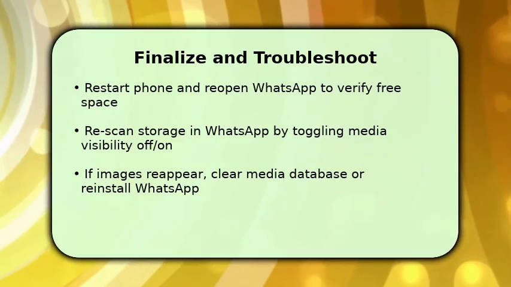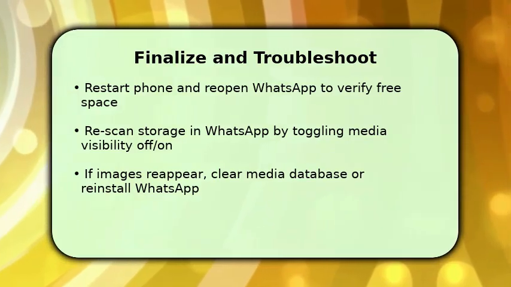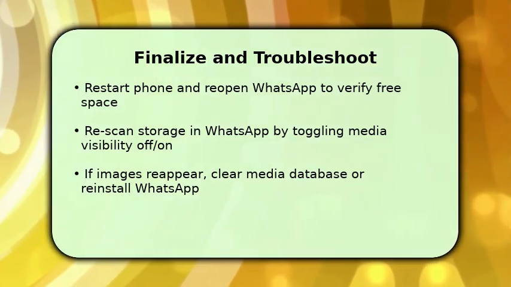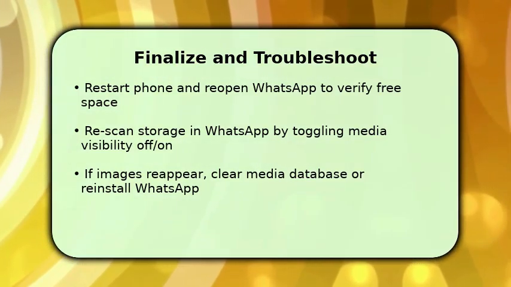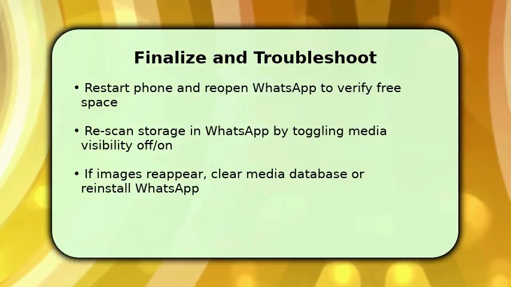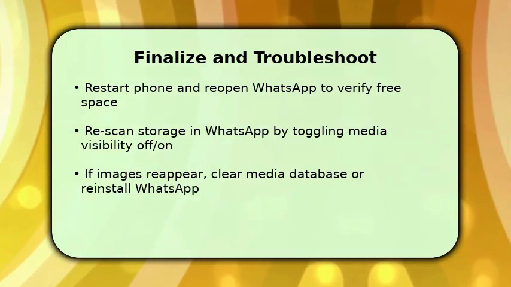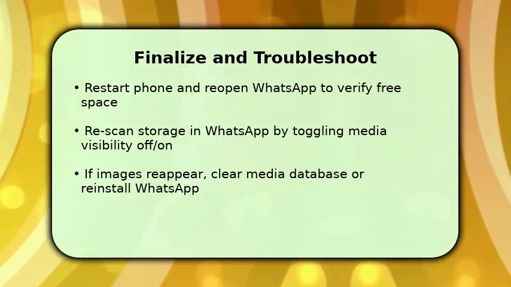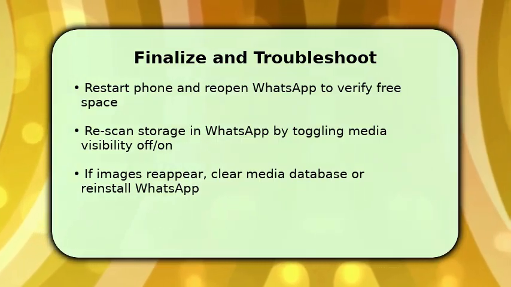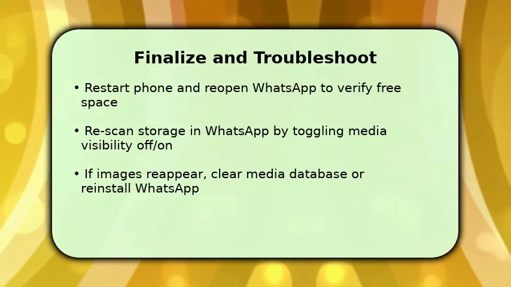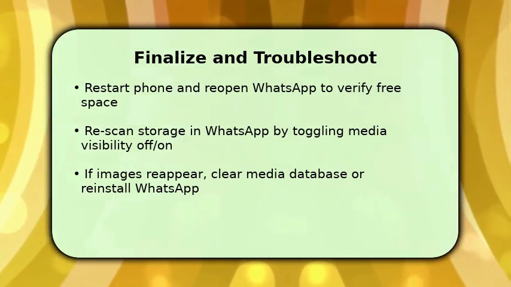If removed files reappear, it means a media database or leftover cache is restoring them. Clear the media database via File Manager or uninstall and reinstall WhatsApp after ensuring you have a fresh backup. One key troubleshooting tip: if things go wrong, restore your backup to recover accidentally deleted content.